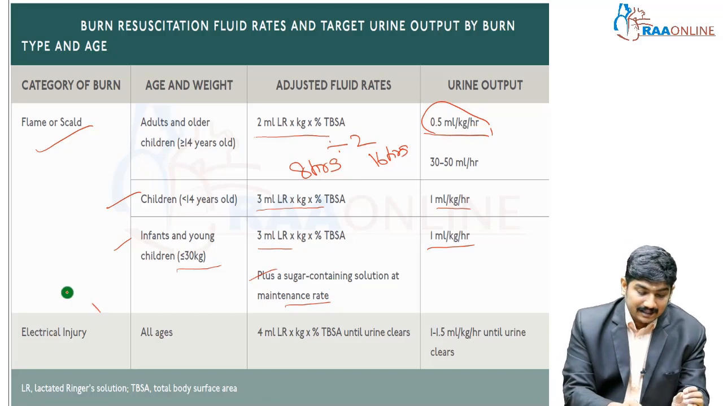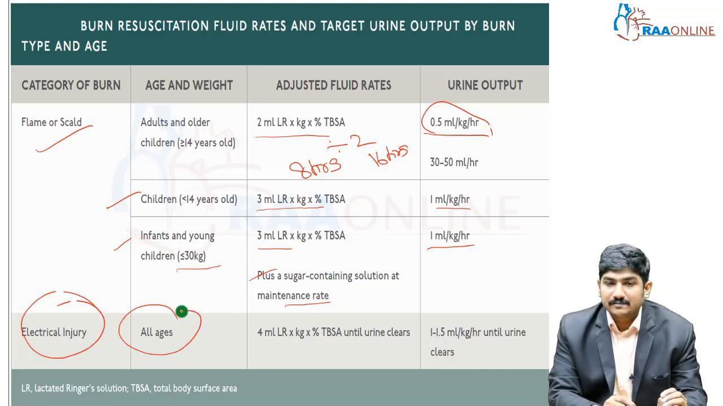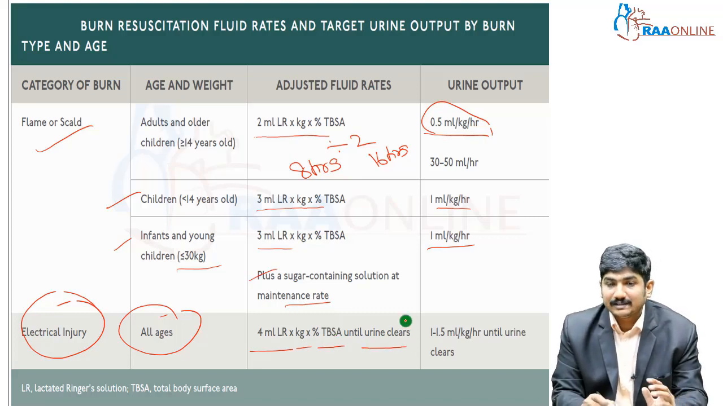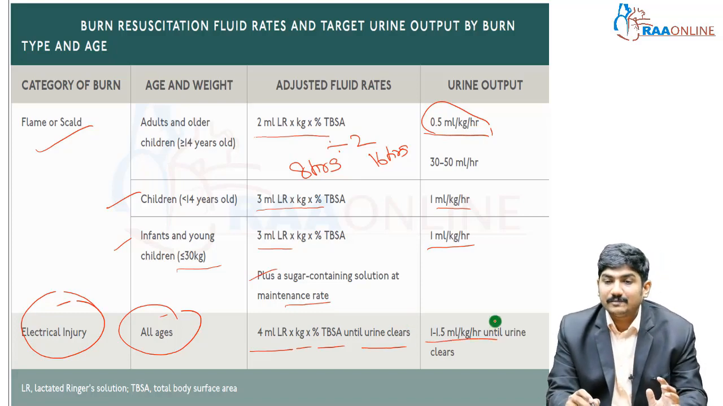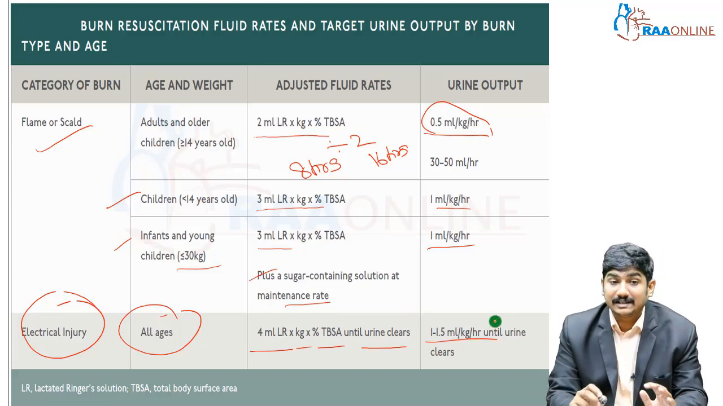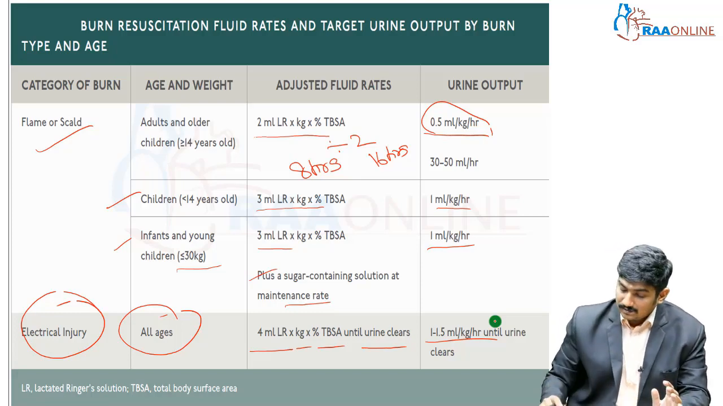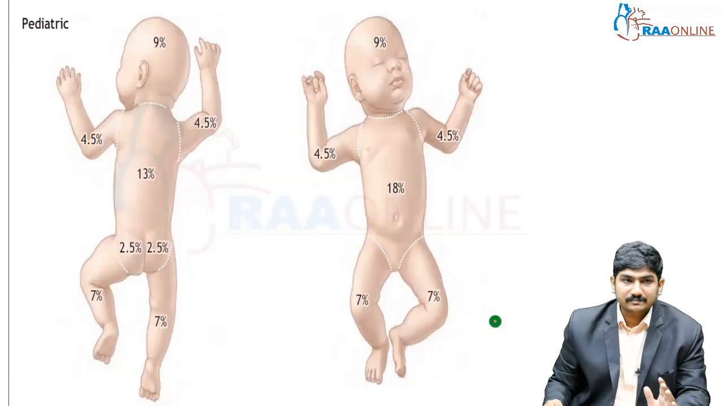But in electrical injury, for all ages, it is just like the Parkland formula, where it is 4 ml RL into the kg of the patient into percentage total body surface area until the urine clears. Then you can put them on a maintenance dose. The target is going to be 1 to 1.5 ml per kg per hour until the urine clears. So in electrical injury, it is 4 ml RL into kg into percentage total body surface area. This is the formula.